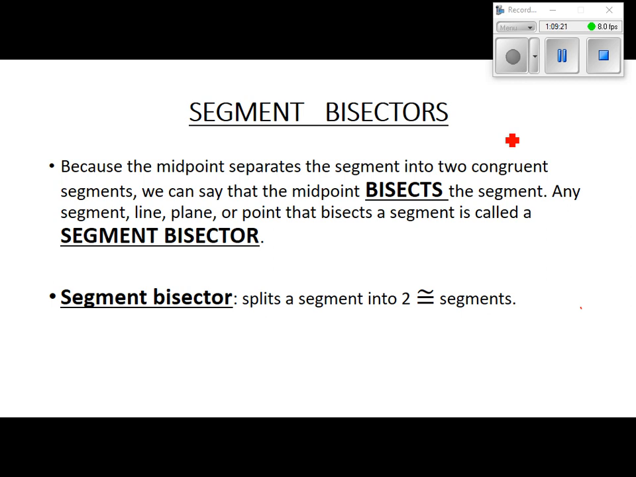Didn't we have this definition earlier? Splits a segment into 2 congruent segments. A little different wording, but yeah. What was that the definition of? The midpoint. You know why it's the same definition? Because a midpoint does what to a segment? Same thing. It bisects it. A midpoint is a segment bisector. Lots of things could bisect a segment. A midpoint is one of them.